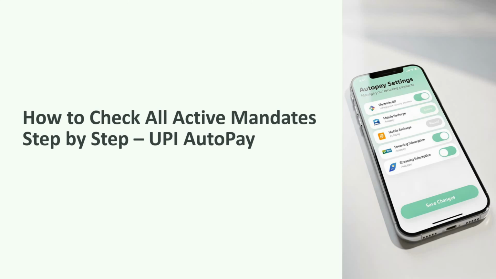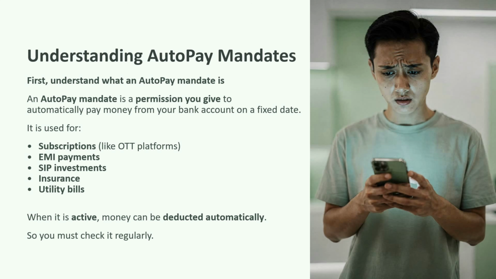In this video, I will explain how to check all active mandates step by step in UPI AutoPay. First, we will understand what an AutoPay mandate is. An AutoPay mandate is a permission you give to automatically pay money from your bank account on a fixed date. It is used for subscriptions like OTT platforms, EMI payments, SIP investments, insurance, and utility bills. When it is active, money can be deducted automatically. So you must check it regularly.